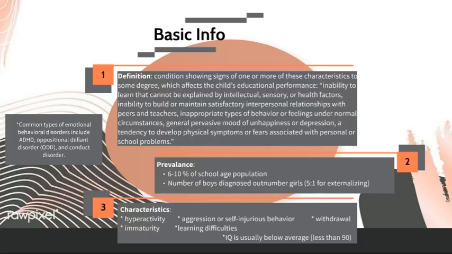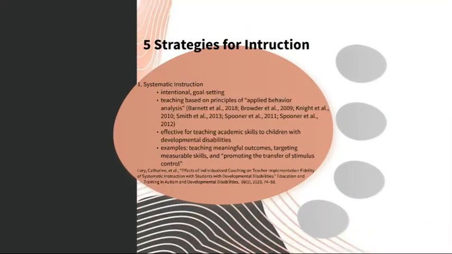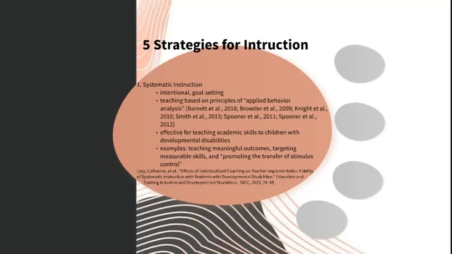So some common characteristics that we see are hyperactivity, aggression, or self-injurious behavior, withdrawal, immaturity, learning difficulties, and their IQ is usually below average, which is less than 90. So if you look here on the left, there are some common types of emotional behavioral disorders, and these include ADHD, oppositional defiant disorder, and conduct disorder. Okay, moving on to the 5 strategies for instruction.